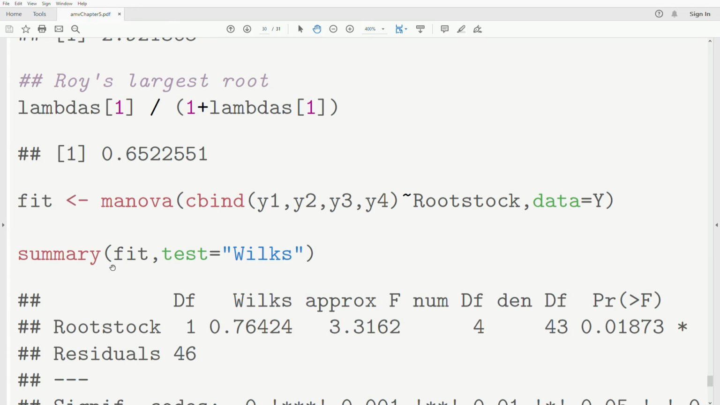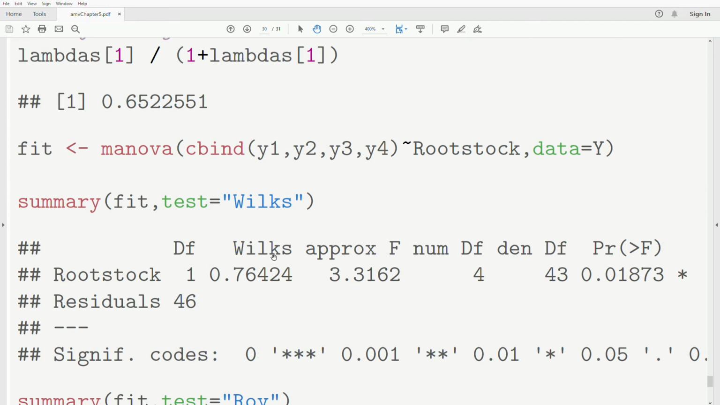And now you just call the summary of fit, which actually is a wrapper function to summary.manova, I'm pretty sure. But you say summary fit, but we want the test to be Wilks, and it produces a Wilks value and a p-value. So this is what we use. So the p-value is less than 0.05, so we reject.